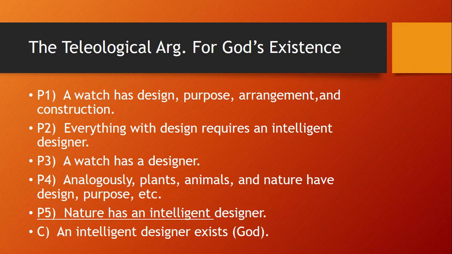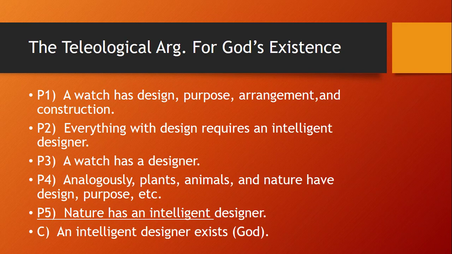Analogously, plants, animals, and nature have design and purpose. They have complex parts. So if you, for example, open up an old pocket watch and looked in the back, you would see many different gears working together in a very complex way. And then you might infer from that a watch has a designer. Well, likewise, plants and animals and nature, when you look at them, and you can even open them up, so to speak, such as through surgery or what have you, you can see that there's a complexity to them. There's a kind of design and purpose, etc. So this argument goes. And then the fifth premise says nature has an intelligent designer.